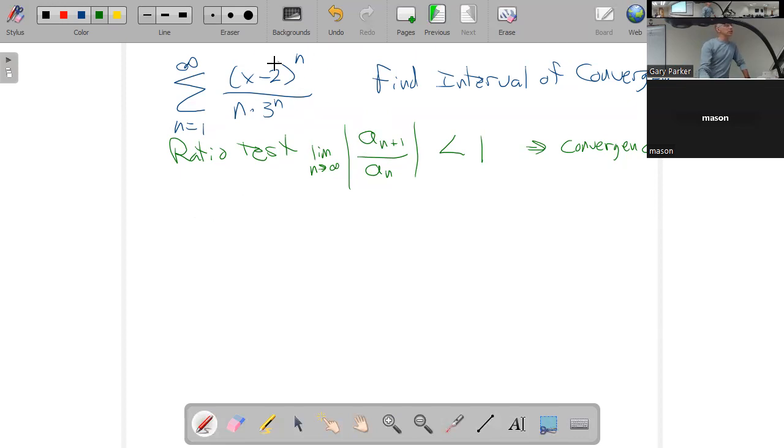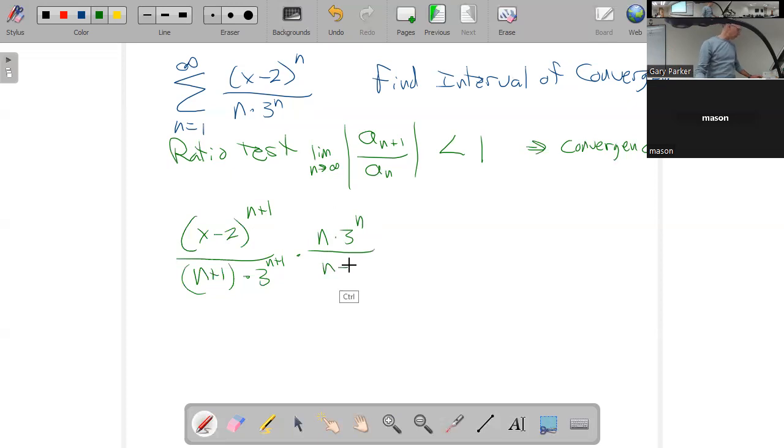So first, let's just figure out what the n plus 1 version is. That's going to be (x minus 2) to the power n plus 1, divided by (n plus 1) times 3 to the n plus 1. That's my a sub n plus 1. To divide by a_n, I can just multiply by the reciprocal. The reciprocal of a_n would be n times 3 to the n over (x minus 2) to the power n. We've cleaned up things like this before, right? Technically, this has absolute value around it. Let's throw those in. We'll worry about the limit in a minute.